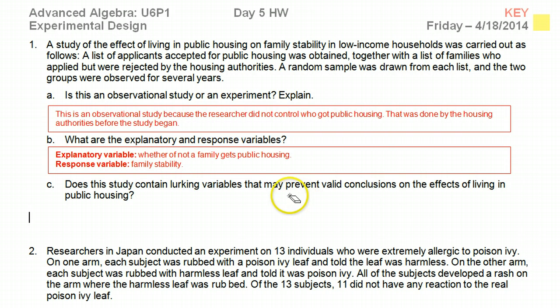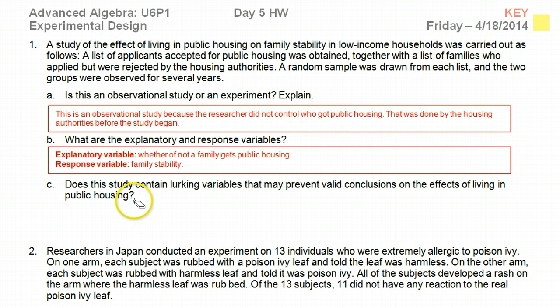So then if you see, okay, the group that got the public housing, 3 years later, all the variables show that they're much more stable, then you can conclude that it's the housing. It would be a valid conclusion that it must be the housing that's the difference. But if you use these criteria to make the two groups, then you really can't draw any valid conclusions.